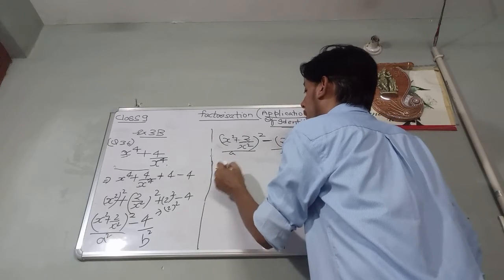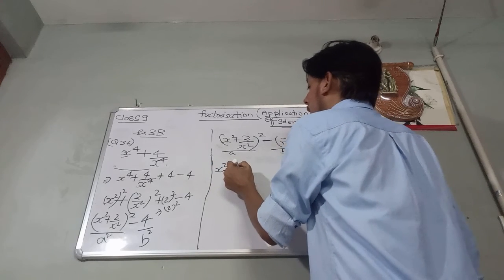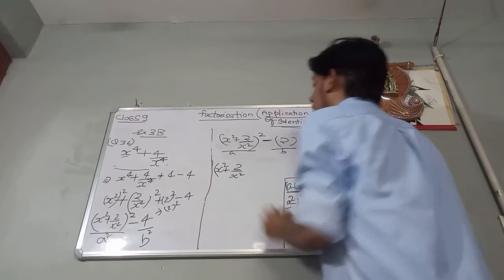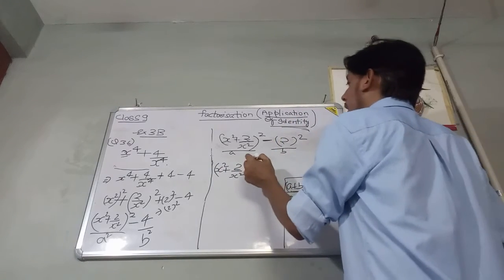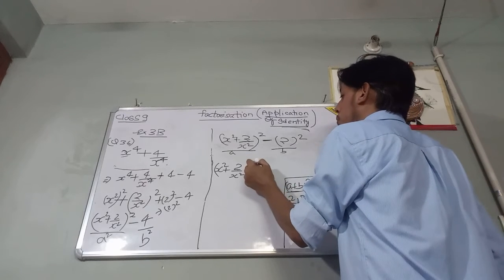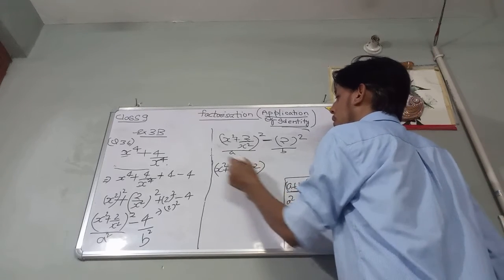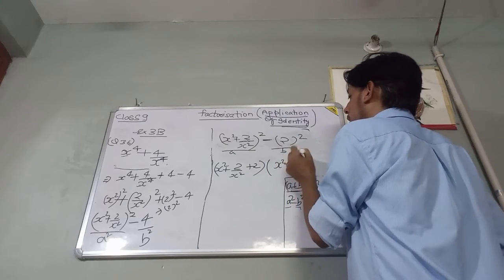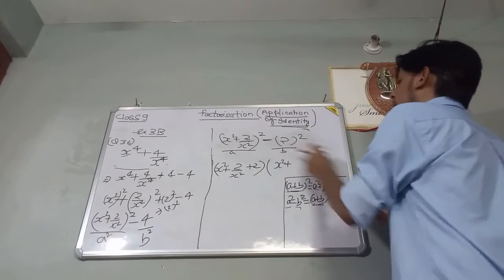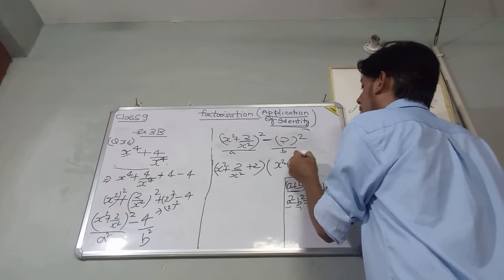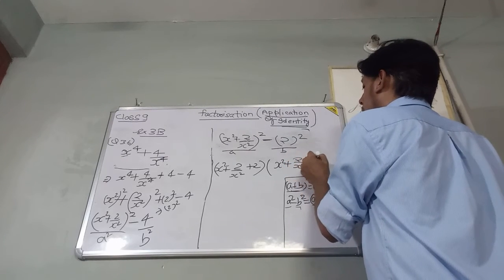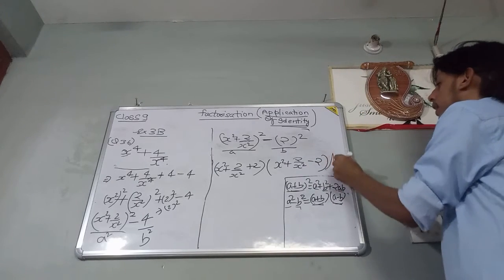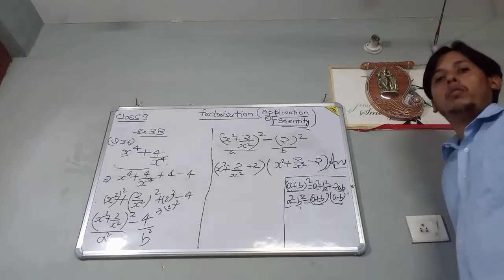x square plus 2 by x square, plus 2, into x square plus 2 by x square minus 2. So that is how this question is solved.